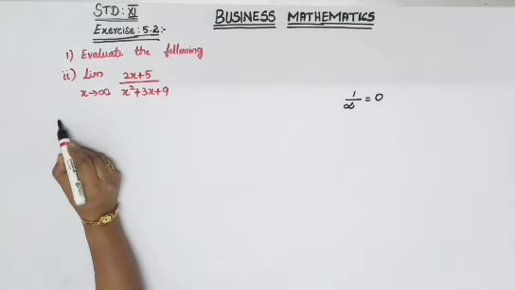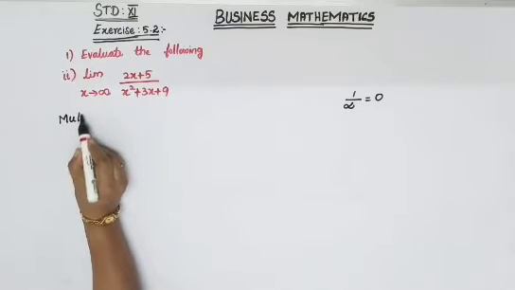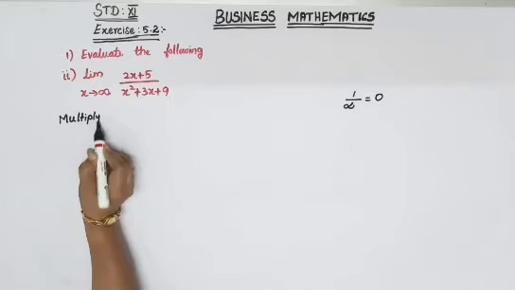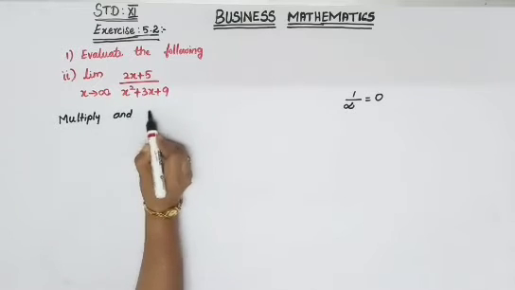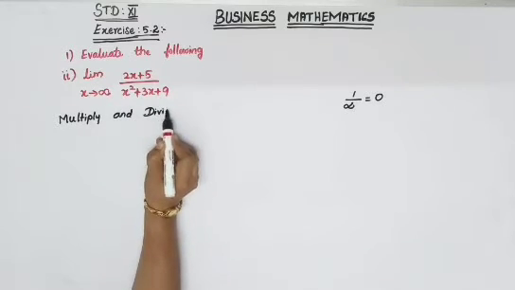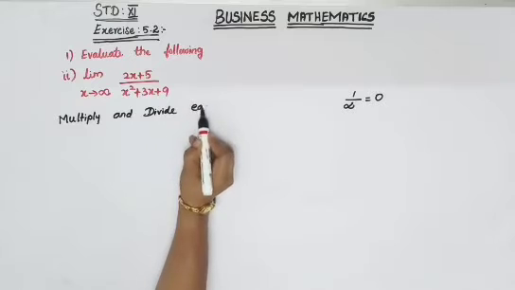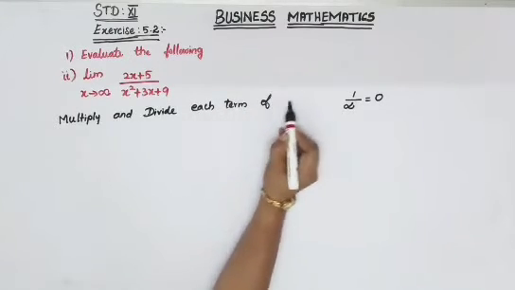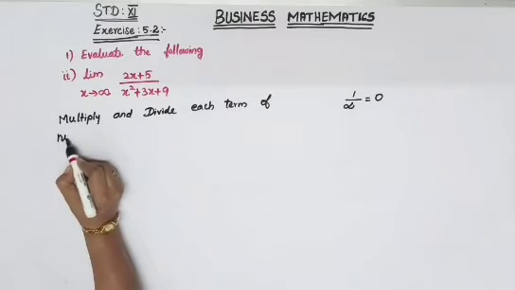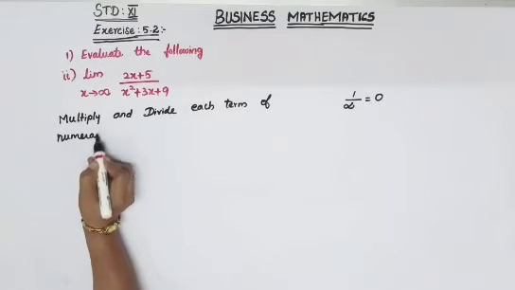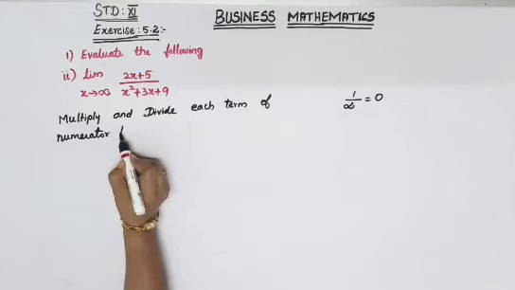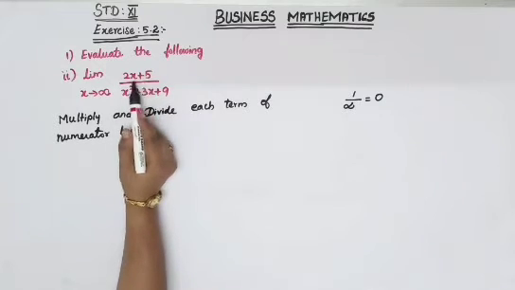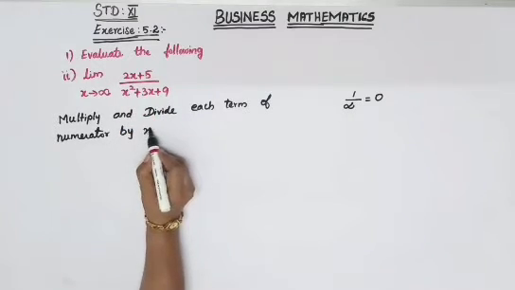So just write it here. Multiply and divide each term of numerator by, here in the numerator you have got only one x, okay, so by x.